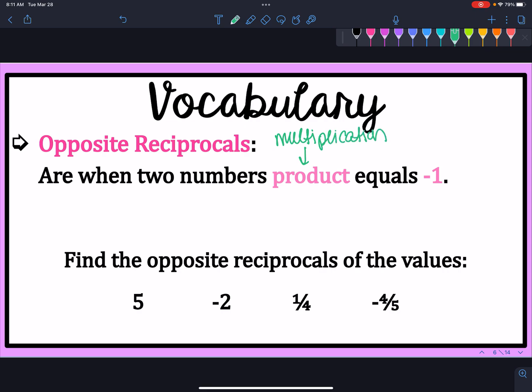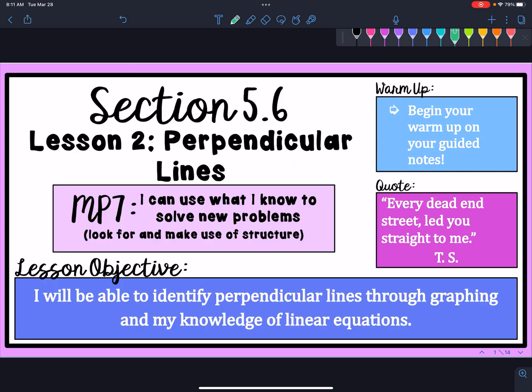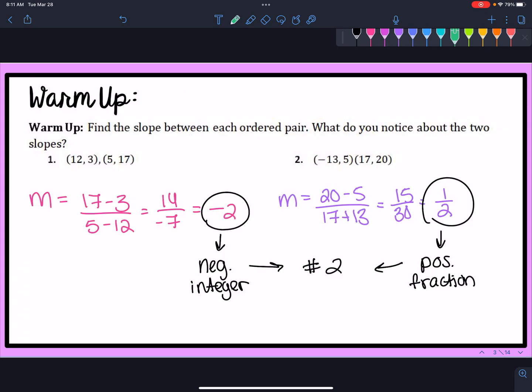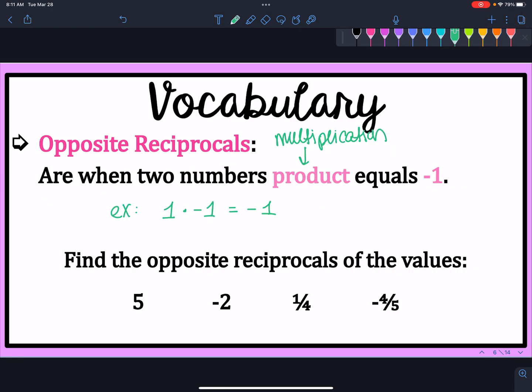So an example of that would be, okay, well, what can multiply to -1? Well, 1 times -1 is -1. So those are opposite reciprocals. I want to go back actually to these questions, right? We had -2 and 1/2. I said that was going to be important.